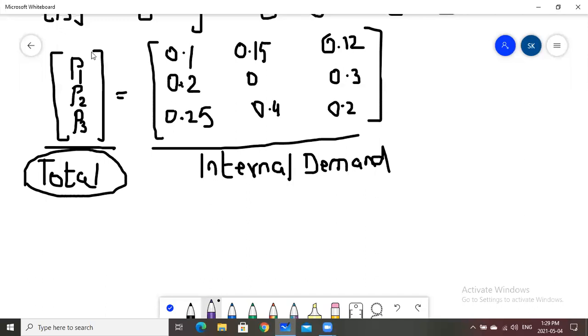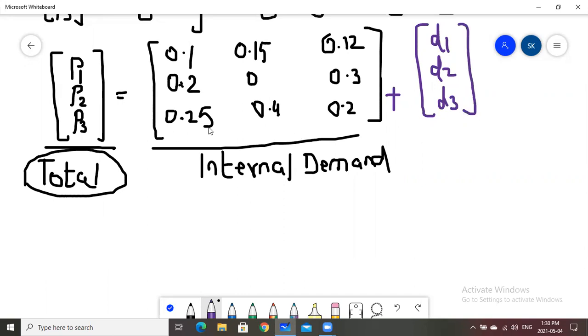Now the total amount that is produced is represented by this matrix P1, P2 and P3, and this whole matrix is the matrix of internal demand. In order to introduce the external demand, the external demand of D1, D2 and D3 units for the three products respectively should be there. Therefore the total demand will be equal to internal demand plus the external demand. Now what is external demand? External demand is D1, D2 and D3.